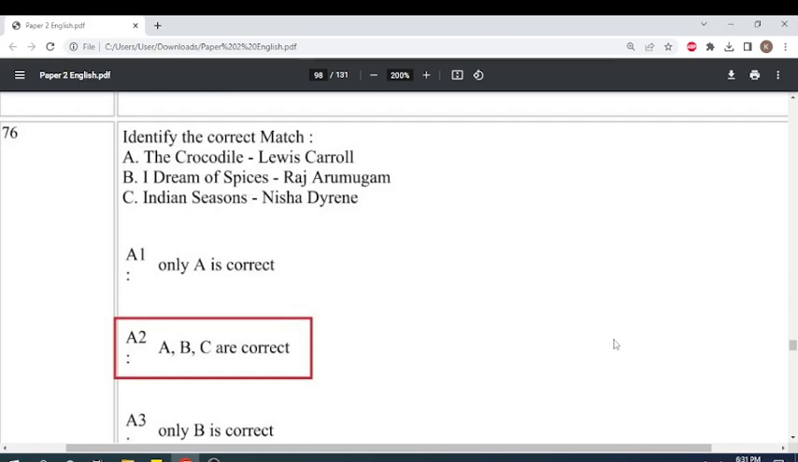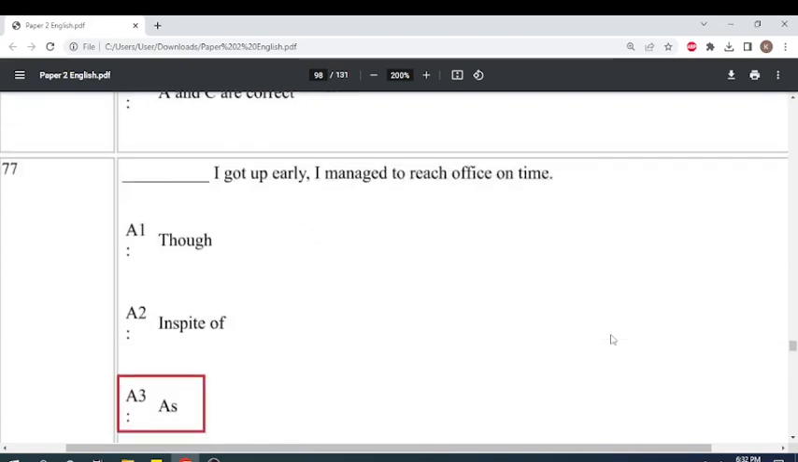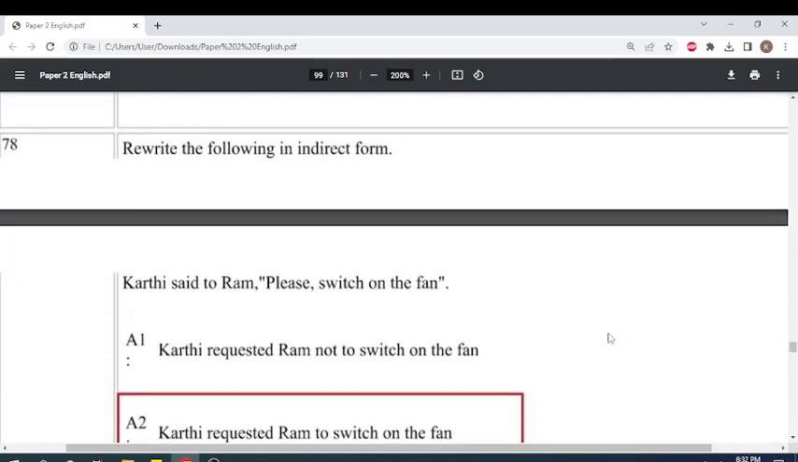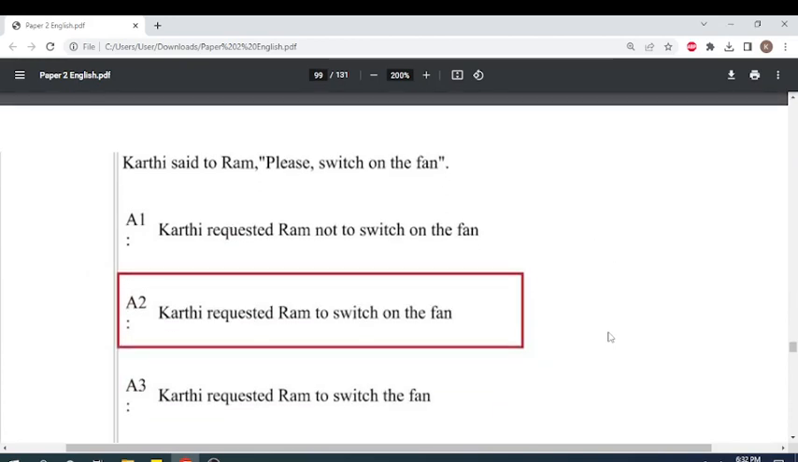76. Identify the correct match. Answer A2, ABC are correct. 77. Dash, I got up early, I managed to reach office on time. Answer A3, us. 78. Rewrite the following in indirect form. Answer A2, Partha requested Ram to switch on the fan.